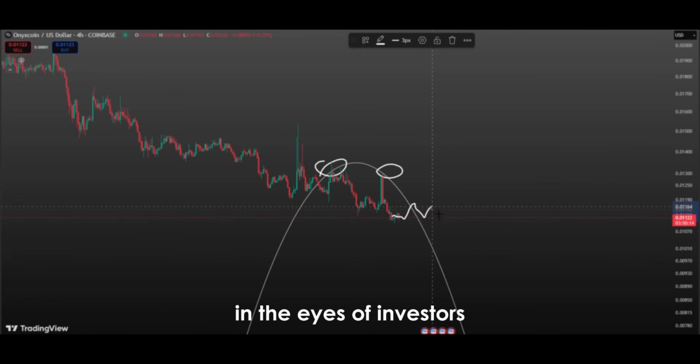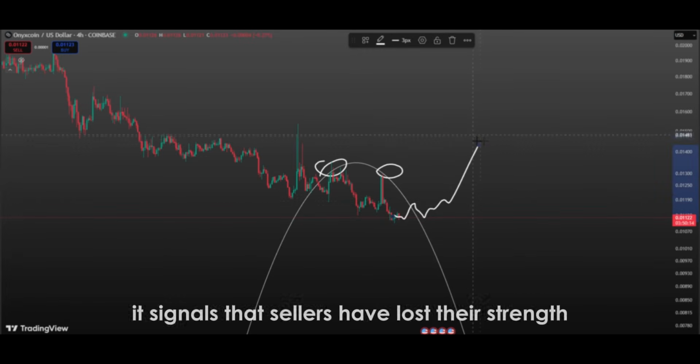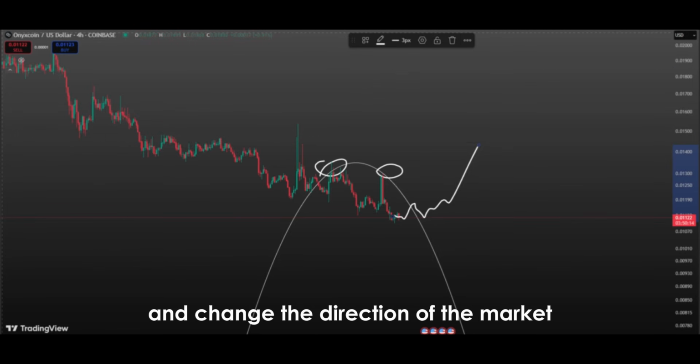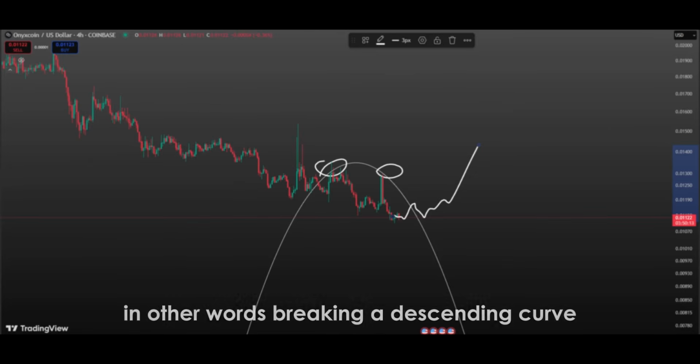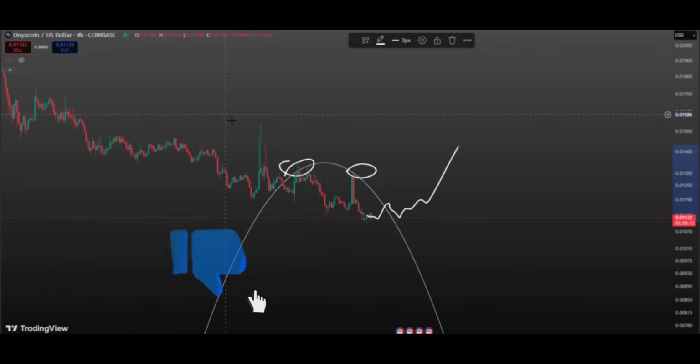At the same time, however, this descending curve serves as a kind of boundary in the eyes of investors. If the price can close above this line in a sustained way, it signals that sellers have lost their strength and that buyers may step in and change the direction of the market. In other words, breaking a descending curve essentially means the start of a new story in the market.